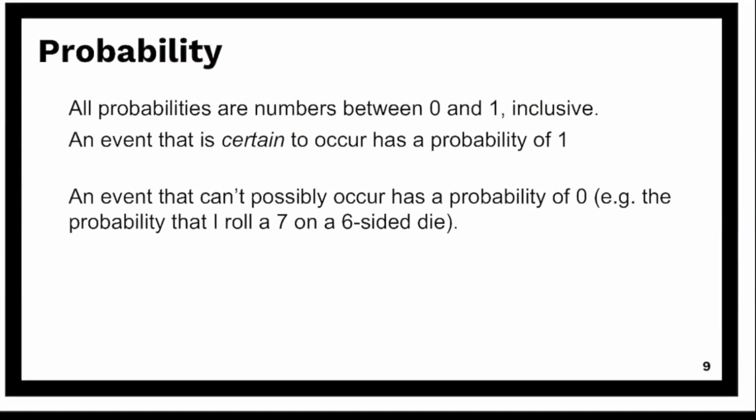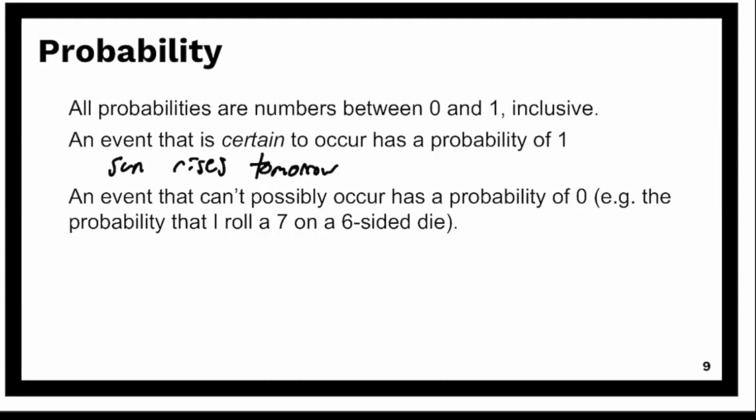So a few notes: all probabilities are going to be numbers between 0 and 1, and they could be 0, they could be 1. We say that an event is certain to occur if it has a probability of 1. So for example, the probability that the sun rises tomorrow, well, technically it's not guaranteed. We're going to assume that it's certain to happen. So the probability the sun rises tomorrow is 1.